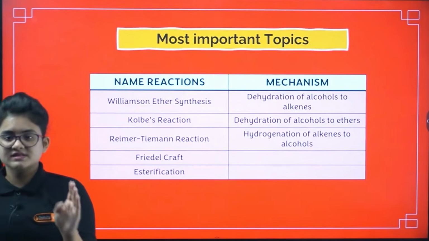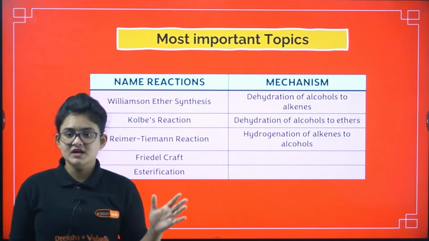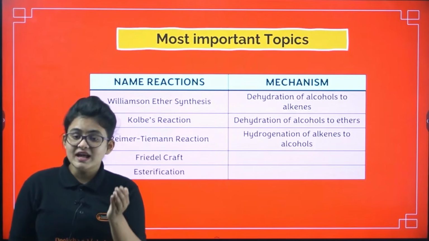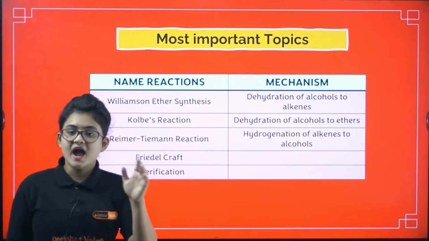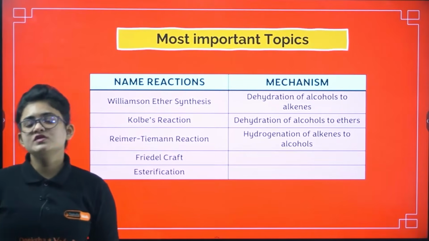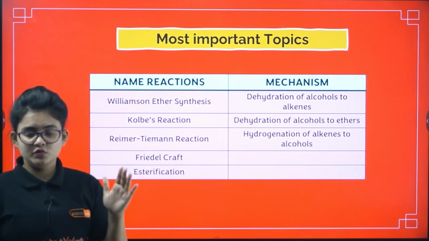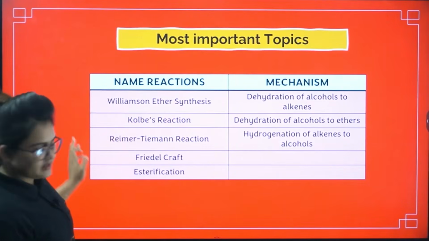First, Williamson ether synthesis, Kolbe's reaction, Reimer-Tiemann, Friedel-Crafts and esterification. The mechanisms are dehydration of alcohols, both dehydration of alcohols to ether and alcohol to alkene, and hydration of alkenes to alcohol. So these mechanisms are important. If you can cover these things and these questions, it will be more than enough to prepare the chapter. So yeah, let's proceed with the next chapter.